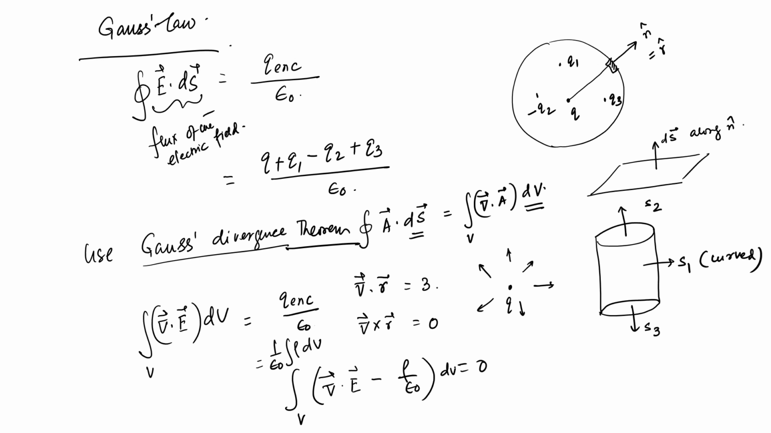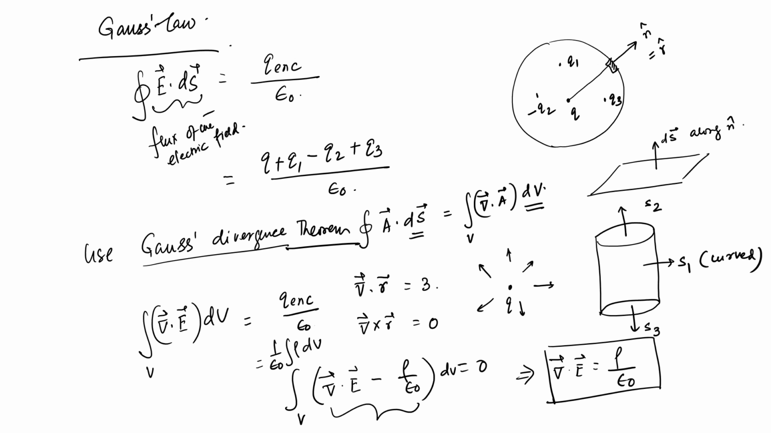So, dV equal to 0. Now, that tells us that if this integral is equal to 0 for any arbitrary elemental volume, then the integrand has to vanish. So, that tells us that divergence of E is equal to rho by epsilon 0, and this is another form of Gauss's law.